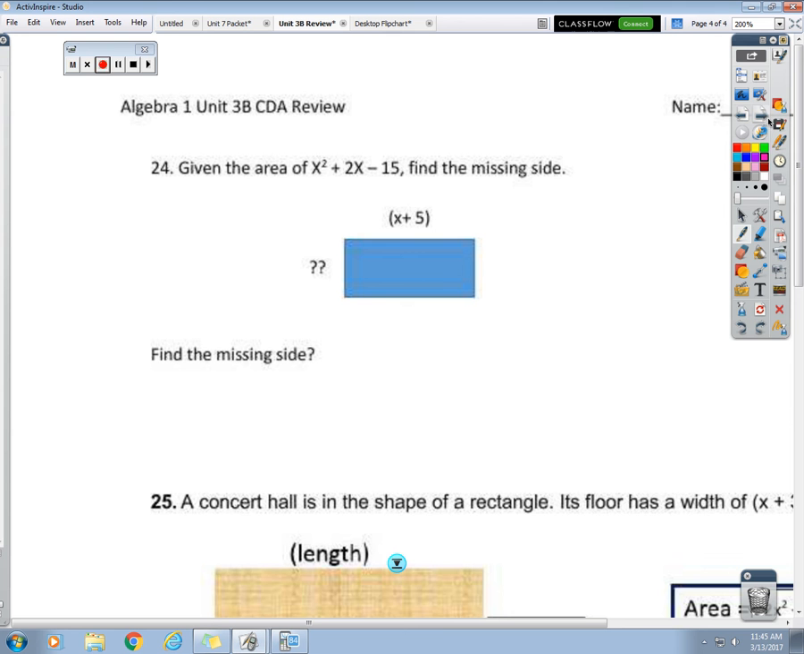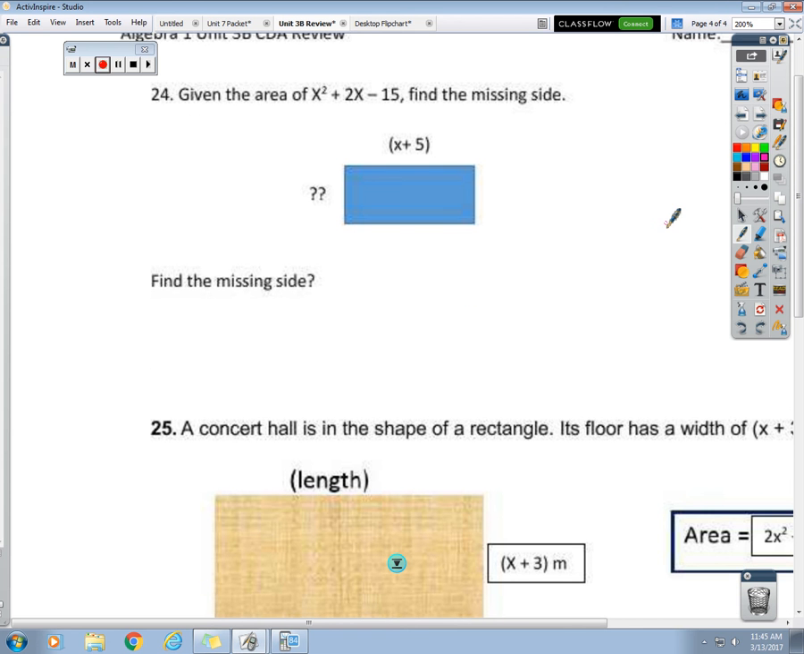Okay, number 24. Given the area of x squared plus 2x minus 15, find the missing side. So how would we find the missing side? Well, couldn't we just take the trinomial they gave us and factor it? And didn't they already give us one of the factors? They already told us one of the factors is x plus 5. So now you just need to figure out what number needs to go over here so that when you multiply by 5, you get a negative 15, and when you add 5, you get a 2. A negative 3. Negative 3 times 5 is negative 15. Negative 3 plus 5 is 2. So the missing factor is x minus 3.